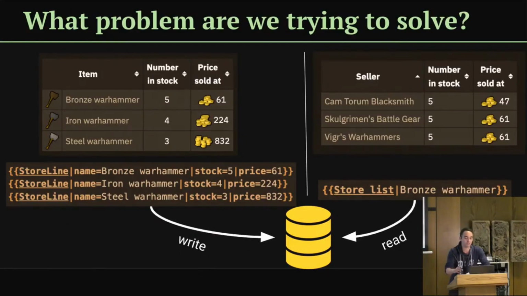And just so we're all on the same page, I want to just give an example of the problem we're trying to solve when I say, write data on one page, query it from others. So let's say you have a shop in a video game. This is from RuneScape, and the shop sells a bunch of Warhammers. And you can see this template is going to give you the data that says what the price is, what the stock is, what the item names are.